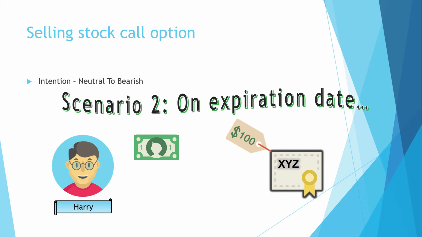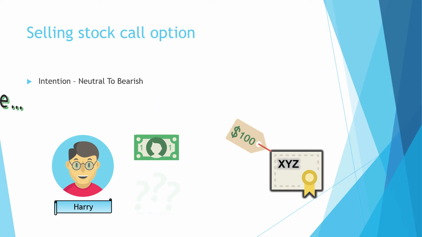In scenario number 2, the stock value remains at $100 per share on expiration date. At this point, the contract owner may or may not exercise the contract, because the contract owner can buy the shares for the same price through the exercise or through the market. In this scenario, Harry will have the maximum profit, which is that $1 premium.